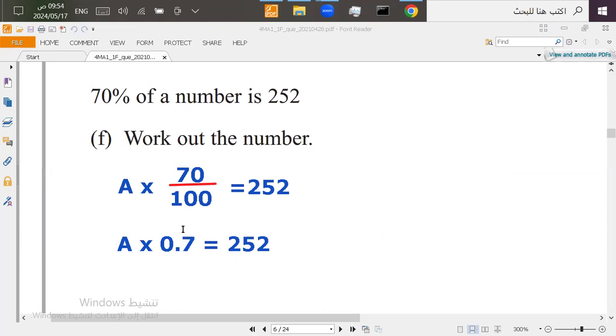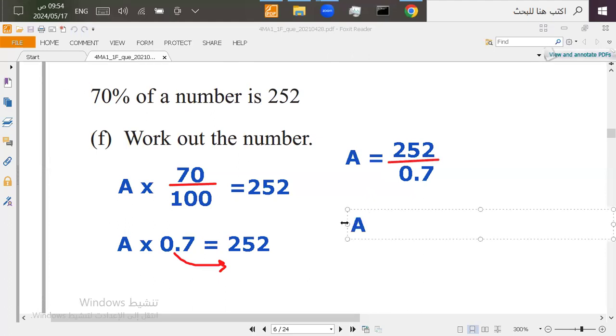Now, because this one is multiplied, I'm going to take it to the other side by dividing. So I'm going to take the 0.7 to the other side by dividing. So A equals 252 divided by 0.7. Focus on the steps and you'll get the idea. Now, when you use the calculator, 252 divided by 0.7, and the answer is 360.